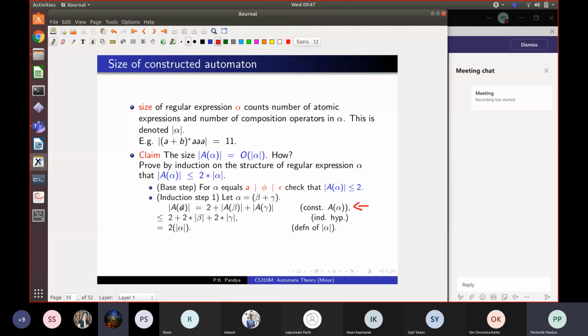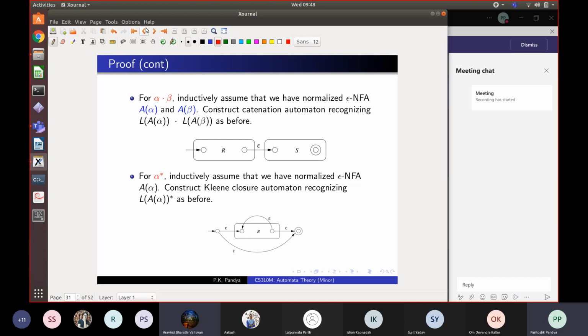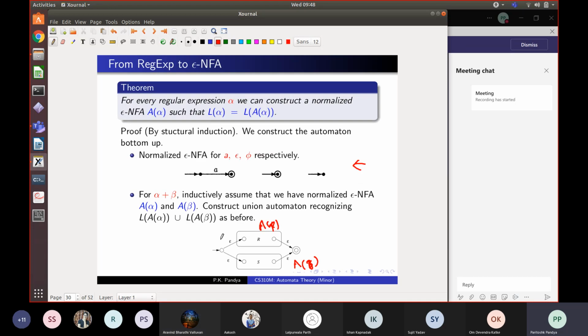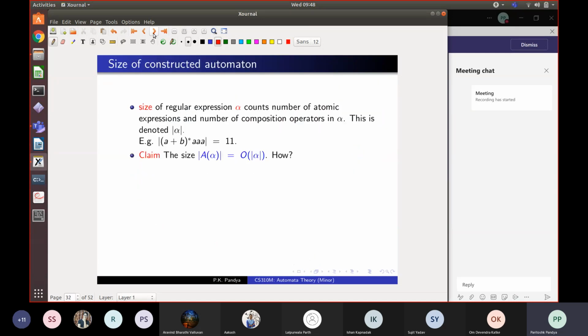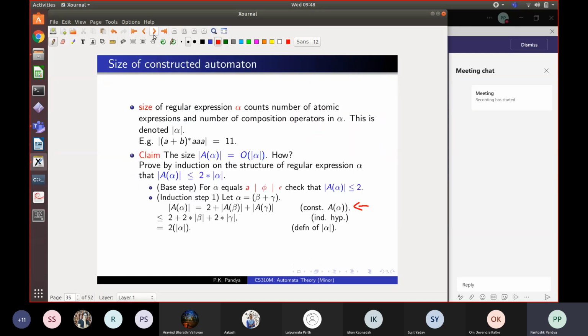Sir, isn't it 1 plus A of beta plus A of gamma? See how many states are we adding when we take union? One new state S2 and one new state F2. And then we are retaining all the states of the first and the second. So we are adding 2 extra states. Yes, sir. If we had a clever construction which added only 1 state, then I would have put 1 there. Here I'm putting 2 because we added 2 extra states and we retained all the states of the old automata, right?